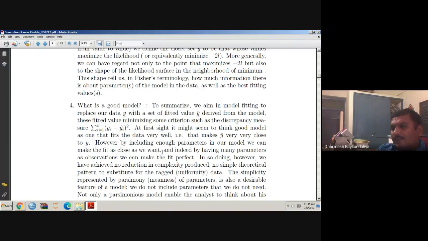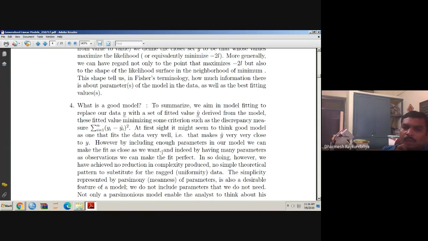Parsimony means it has some meaning. It is also a desirable feature of a model. When you say parsimony of the model, it means that it explains the data well and simultaneously it is easy to interpret. So when you say parsimony of the model, it means that it is a balance between the complexity and explaining maximum information contained in the data. So we are looking for the model.